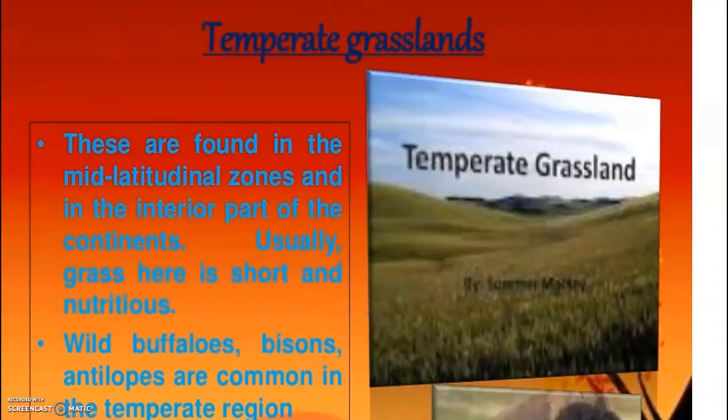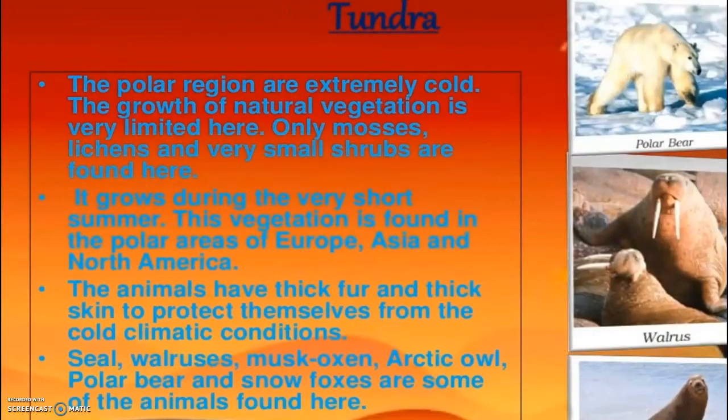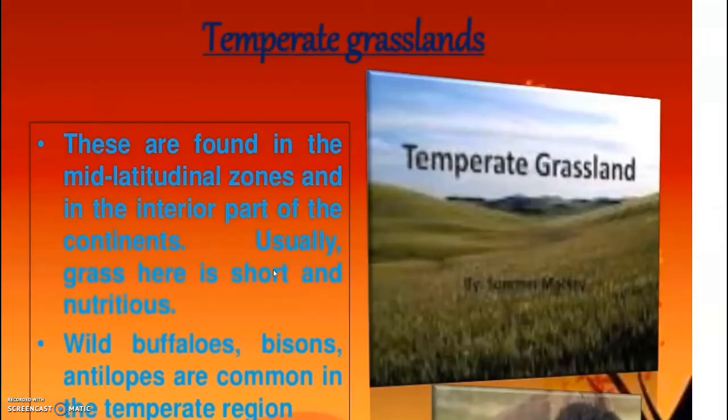Today we would focus on temperate grasslands, thorny bushes and tundra vegetation. Temperate grasslands are found in the mid-latitudinal zones and in the interior part of the continents. Usually, grass here is short and nutritious.